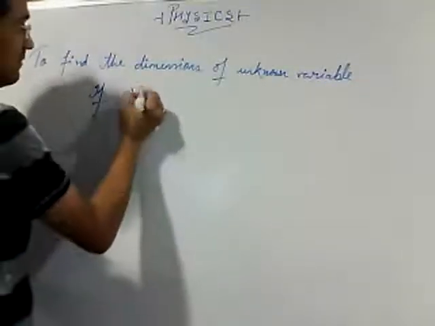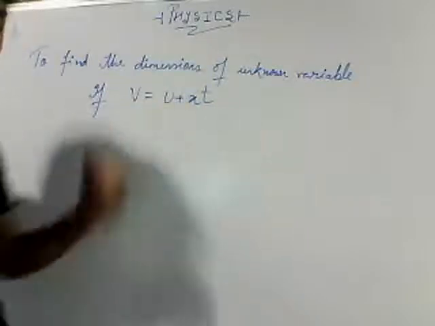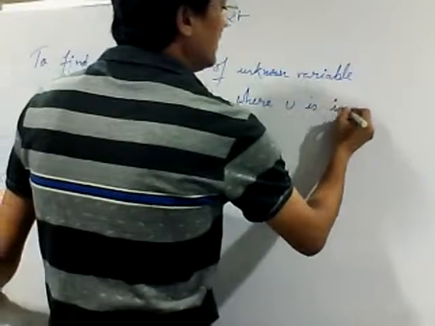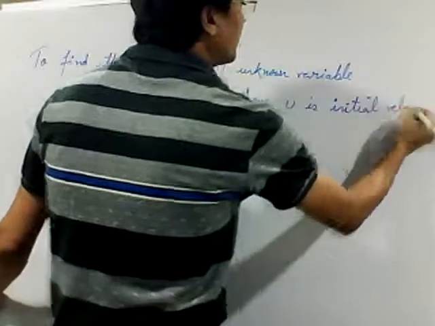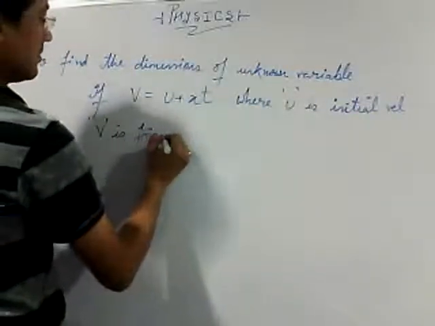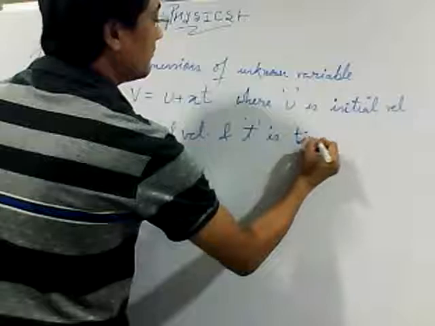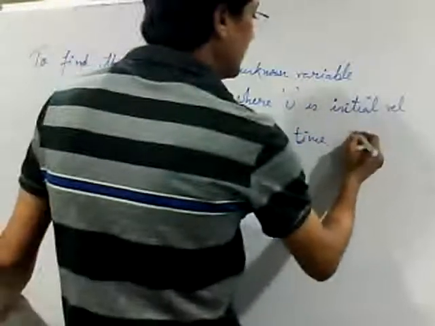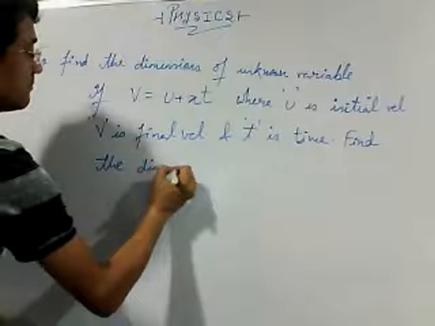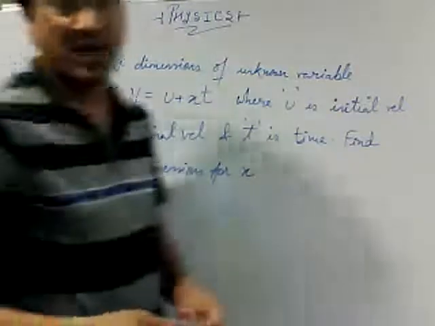If V is equal to U plus xt, where U is the initial velocity, V is the final velocity, and t is time, find the dimensions of x. You need to find the dimensions of x.